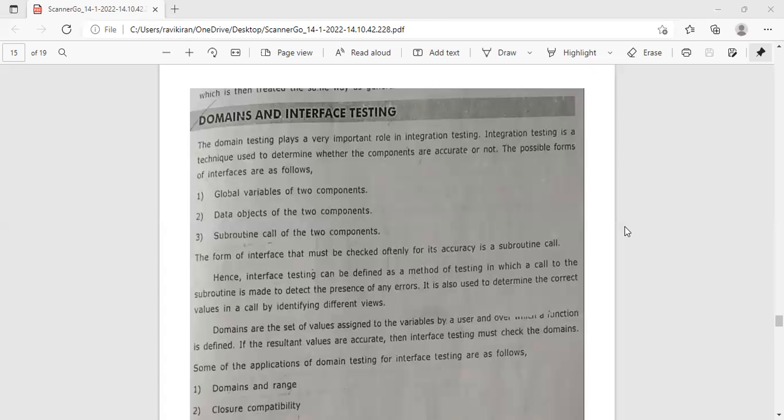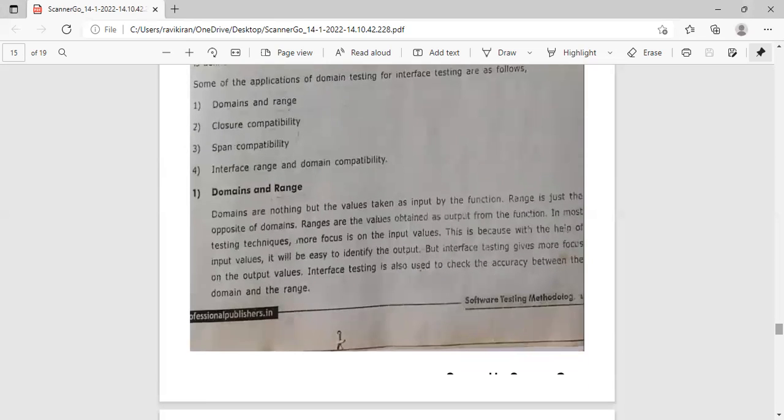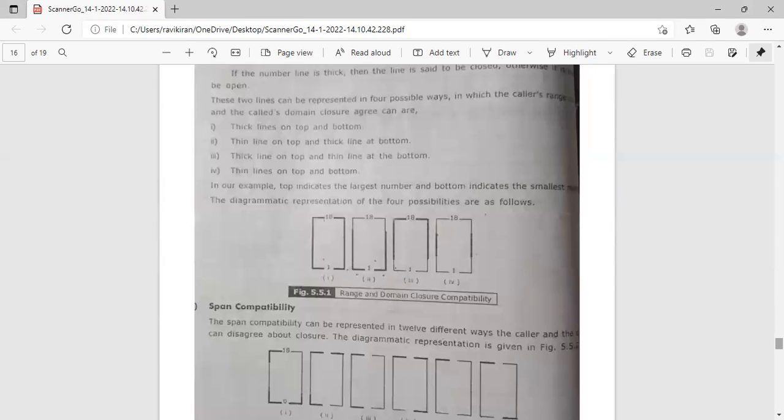Some of the applications of domain testing for interface testing are as follows. First one is domains and range. Second one is closure compatibility. Third one is span compatibility. Fourth one is interface range and domain compatibility. These four are interface testing.